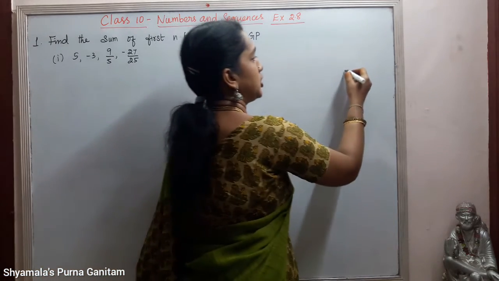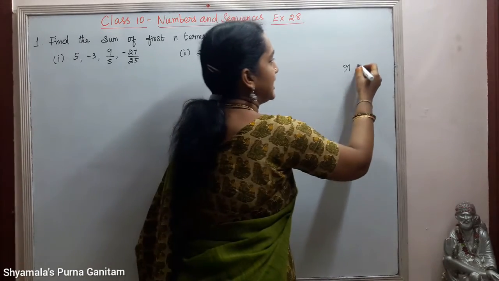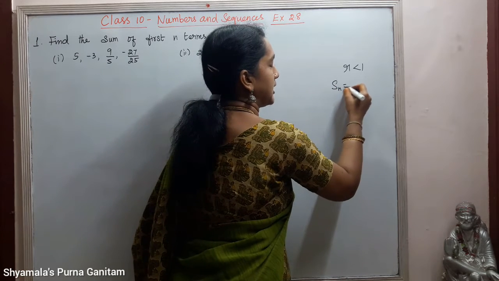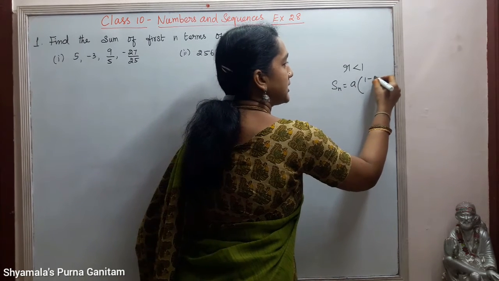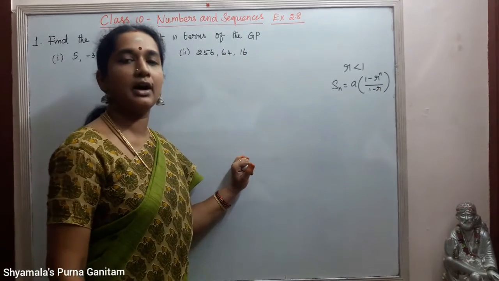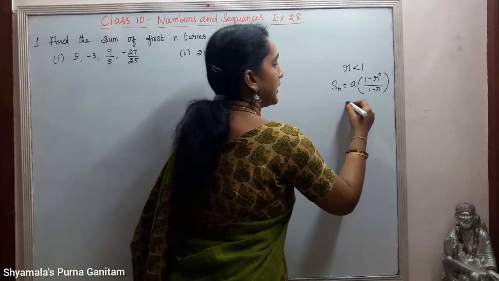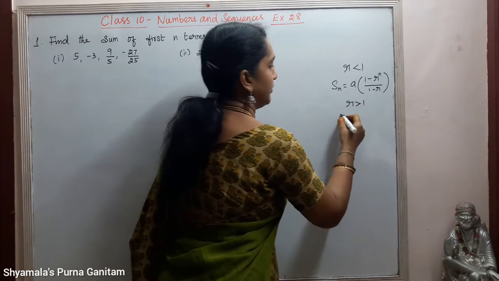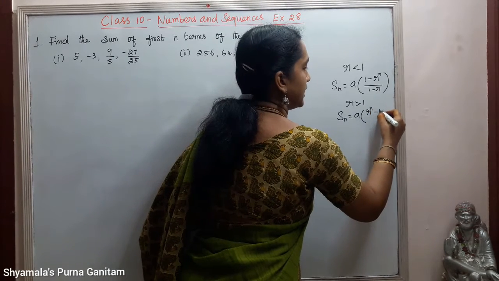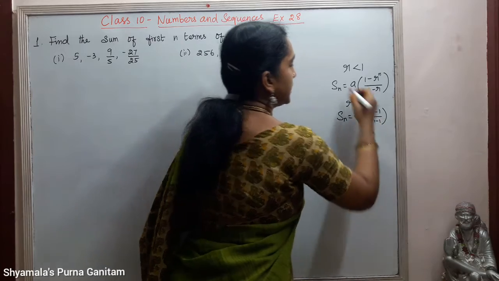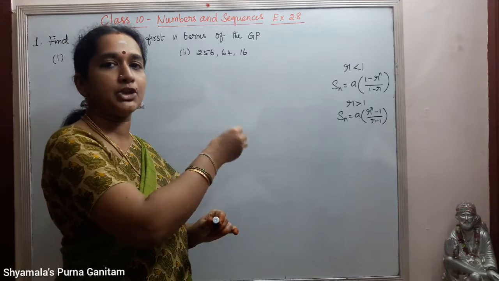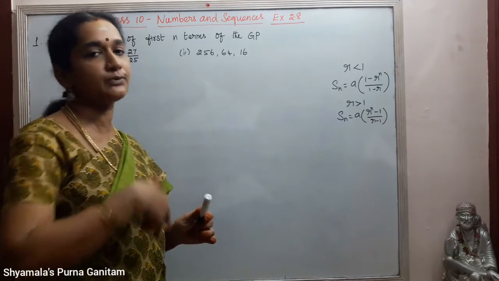One is if the ratio is less than 1. If the ratio is less than 1, we will use Sn is equal to a into (1 minus r power n) by (1 minus r). This formula we will use if r is less than 1. If the ratio is greater than 1, then we will use Sn is equal to a into (r power n minus 1) by (r minus 1). So these two formulas we will be using, depending upon the ratio, accordingly we will use either one of these formulas.